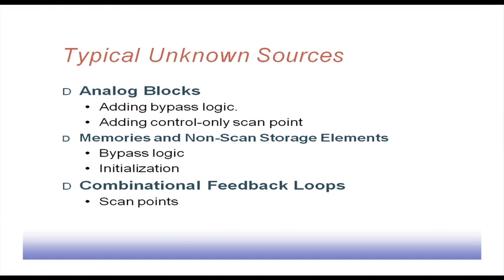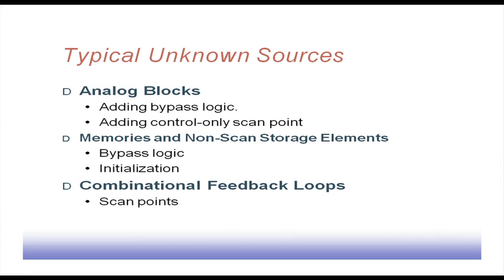Memories and non-scan storage elements are another source of unknown values. Whatever value the memory is initialized with depends on the system operation: what the content of memory is, and how it changes when the system is operating. That is totally dependent on the actual functionality of the system. So, memories are to be bypassed, because memory content is not fixed at all points, and the contents are also not known definitely.